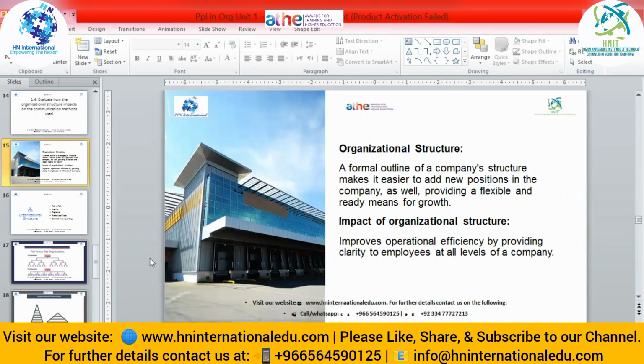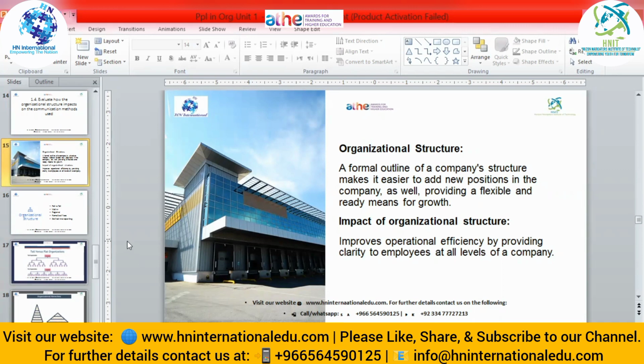How many positions are there? Who is reporting to whom? And by communication, we mean who reports to whom. Now, methods could be different. You could be sending out letters to your employees, or they could be reaching out to you via emails, via WhatsApp. That could be different. But here we'll be mainly focusing upon the organizational structure.